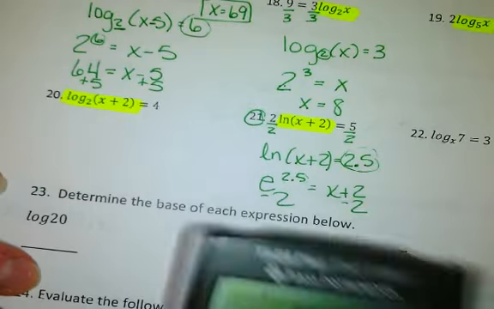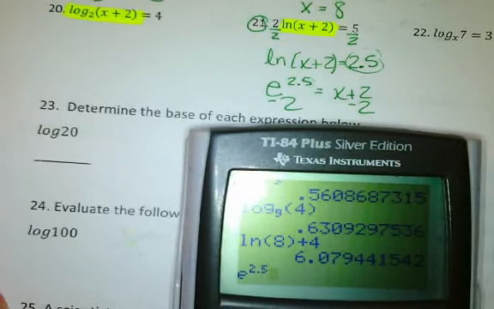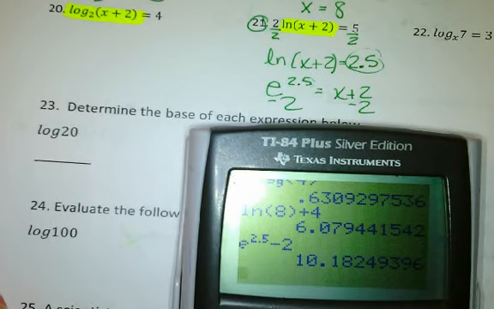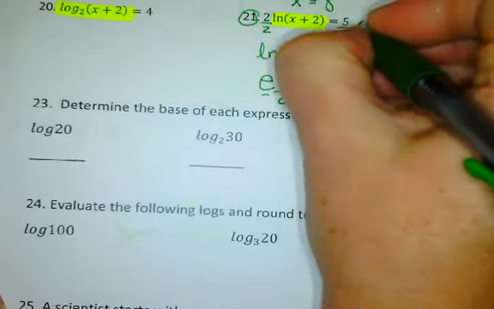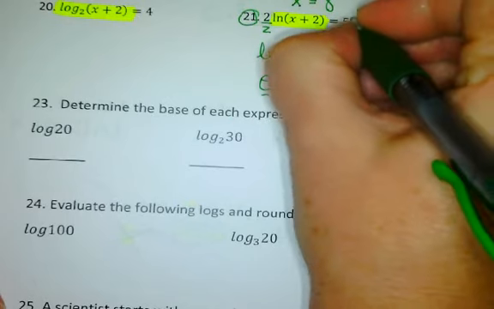Alright, so I'm going to use the calculator here. So I'm going to have e to the power of 2.5 minus 2, and that gives you about 10.18. So x is approximately 10.18.